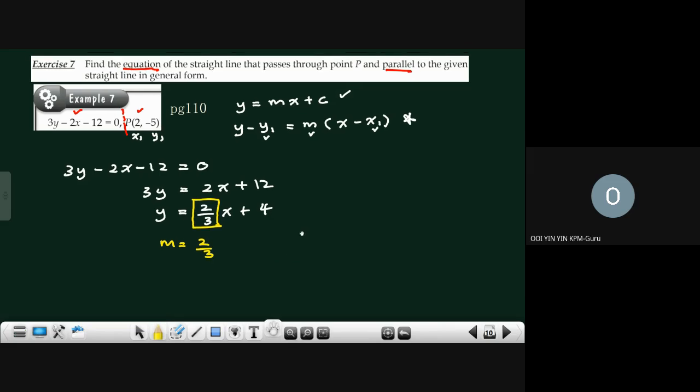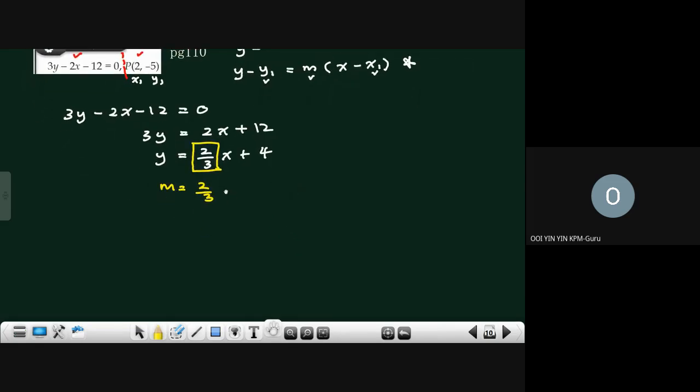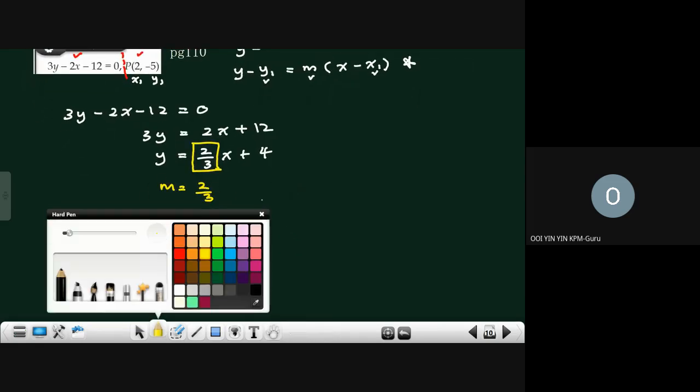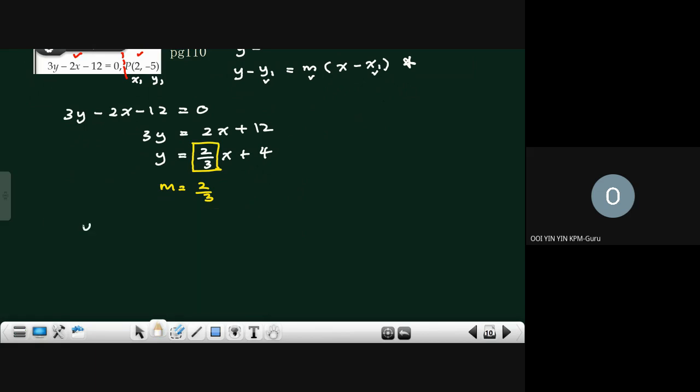Parallel, right? Now that we have this m, it is time to use the second equation just like I told you: y minus your y1, y1 just now is negative 5, so y minus negative 5, equals your m, which is now 2 over 3, bracket x minus 2.